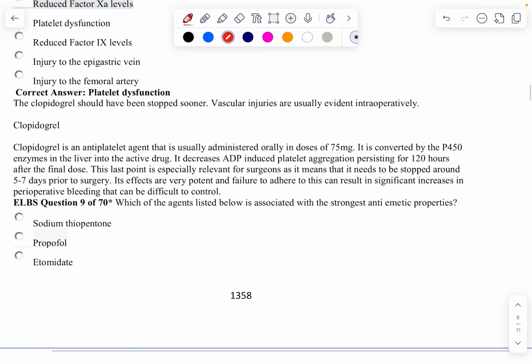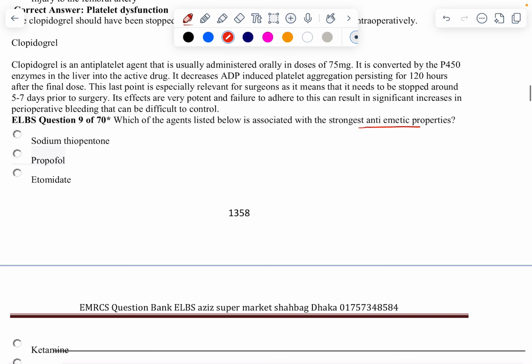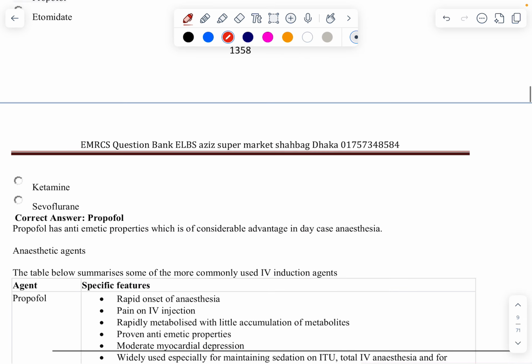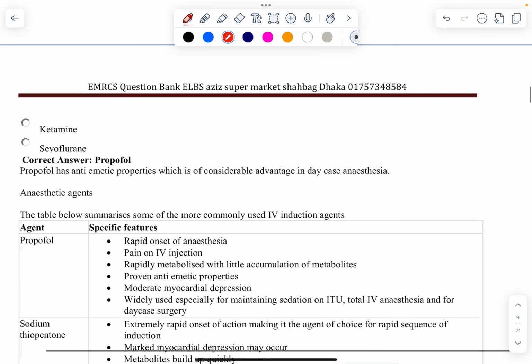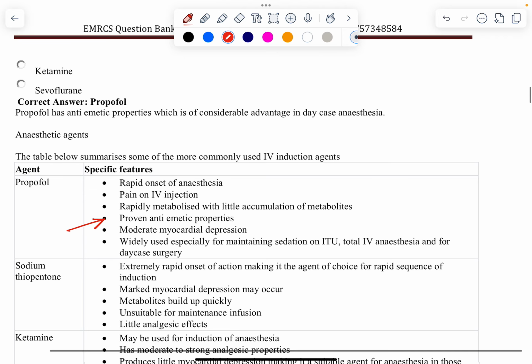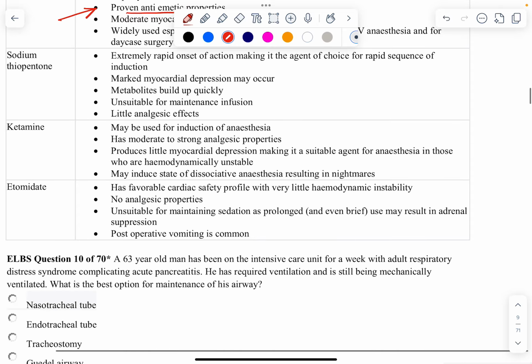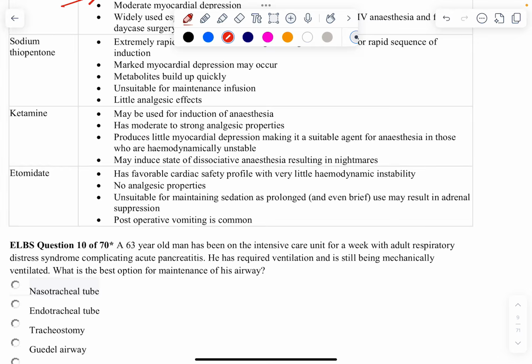Which of the agents listed below also has strong antiemetic properties? Whether it is thiopentone sodium, etomidate, or ketamine, the antiemetic is propofol, because propofol has got antiemetic property. Again, you have to remember these things. These are just memory based. That's why again you have to repeat this. Propofol antiemetic.